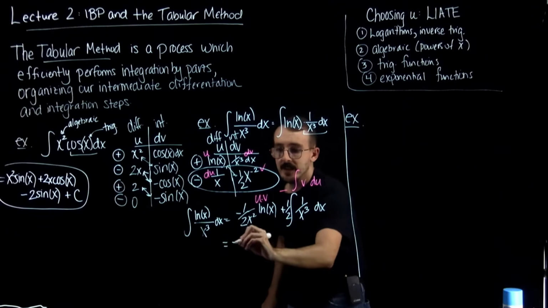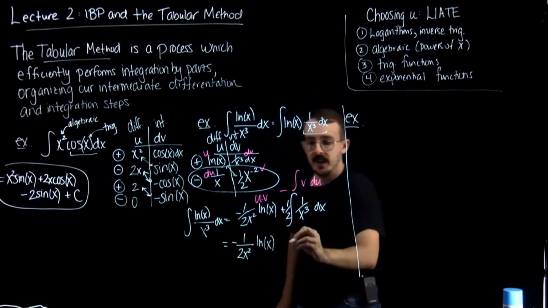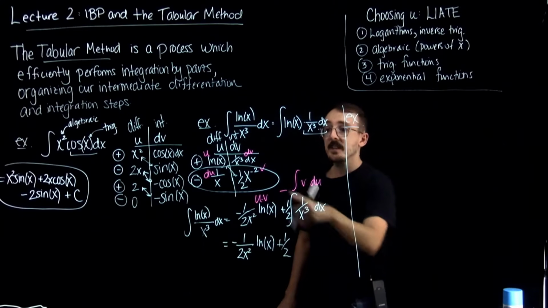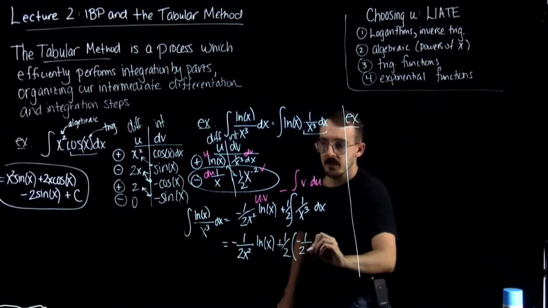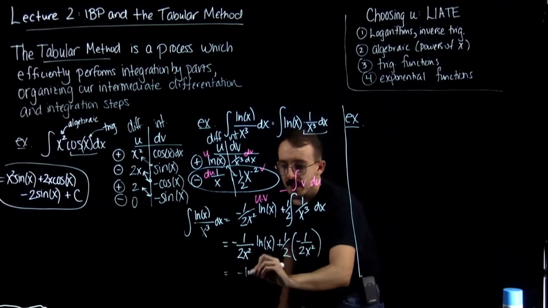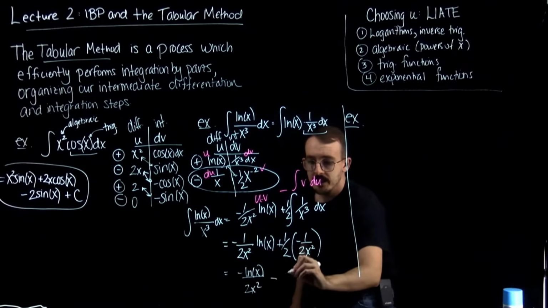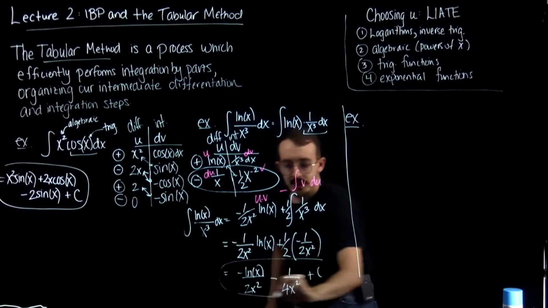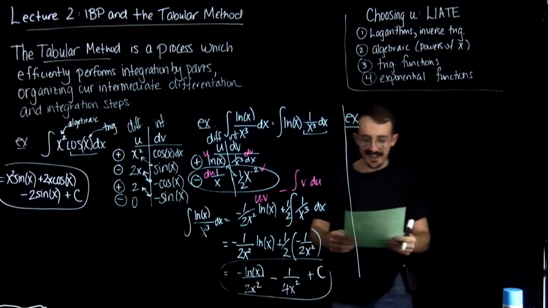So my final answer is going to be negative 1 over 2x squared ln of x. And if I integrate the 1 over x cubed, I just did that in the previous step. That was negative 1 over 2x squared. So this gives me negative ln of x over 2x squared minus 1 over 4x squared. And then don't forget your plus c at the very end. That is a c, trust me.